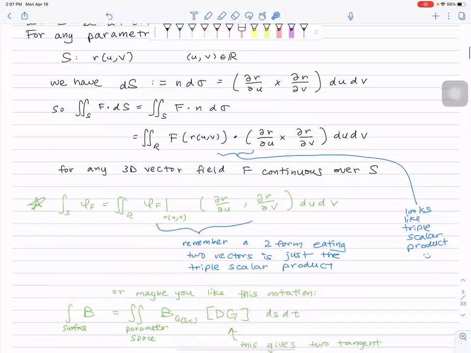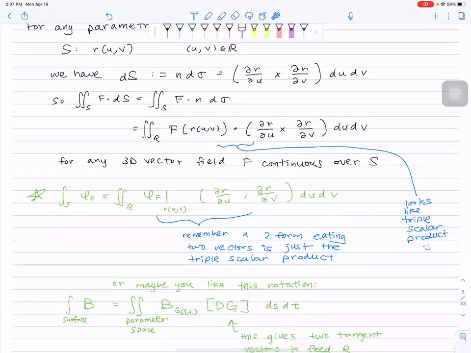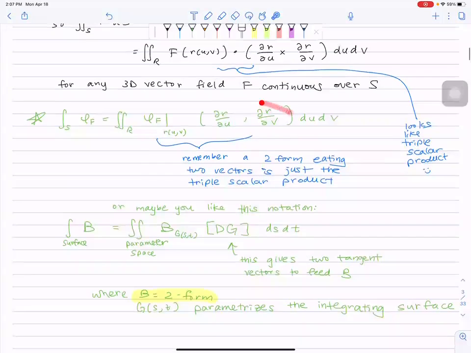In the one form notation, in the green, we have this two form. And remember that a two form, because it's two, can eat two vectors. So it's eating this vector and this vector. But what is a two form eating two vectors? Well, it's basically just a triple scalar product. And this is one notation for the two form. If you like this notation instead, that also works.